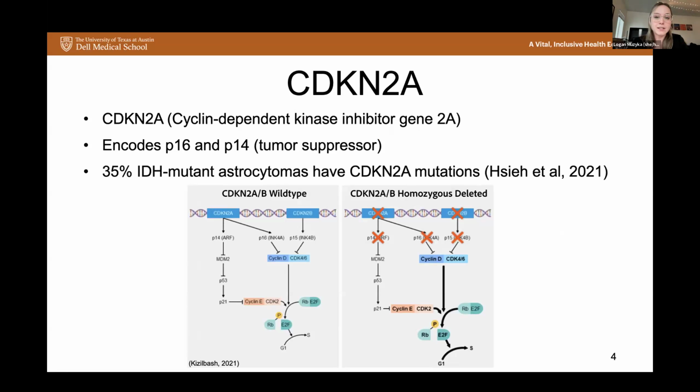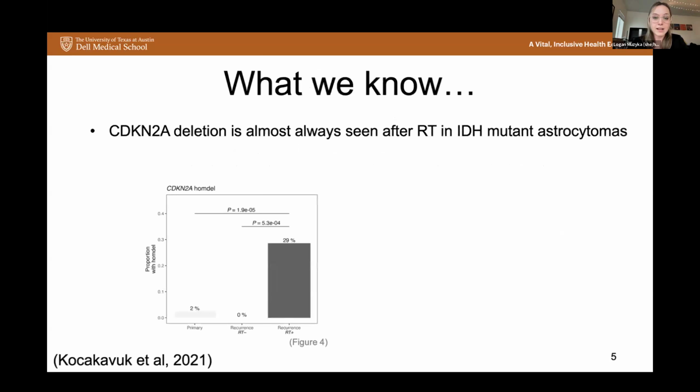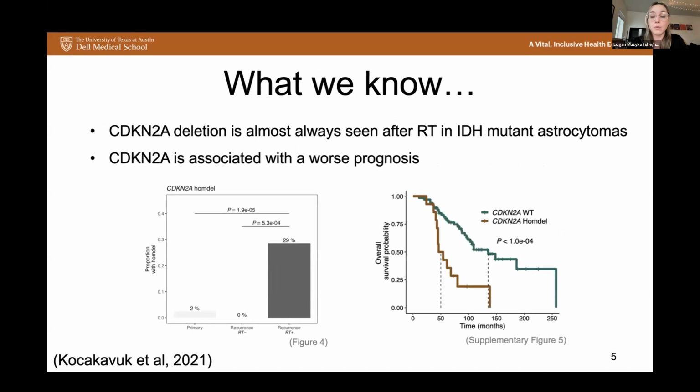And 35% of this tumor type, the IDH mutant astrocytomas, have this CDKN2A mutation. And so what we know is that the CDKN2A deletion is almost always seen after radiation therapy in IDH mutant astrocytomas. We also know that this mutation is associated with a worse prognosis for this tumor type.